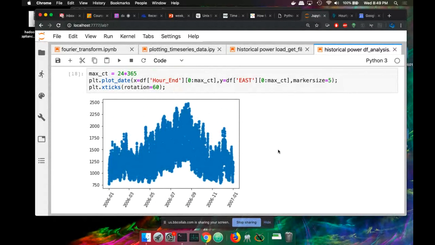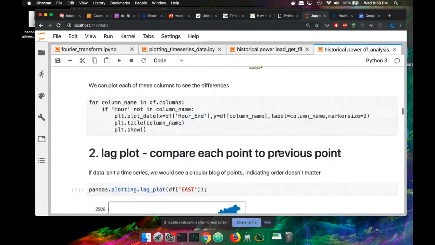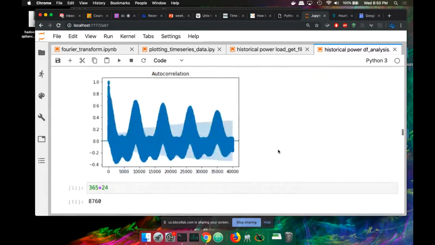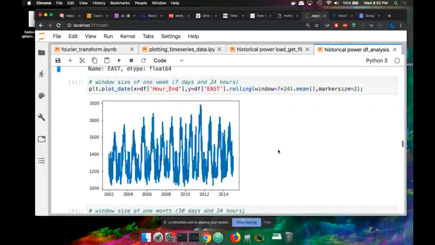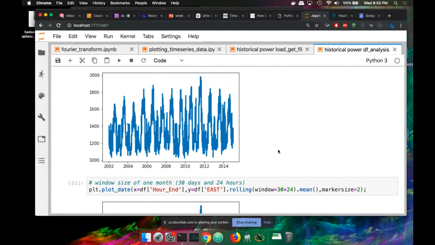So that's really noisy data. There's a bunch of data points. It sort of obscures the fact that there are trends in there. And so the rolling average is a way of smoothing out all of that and picking out the pattern.